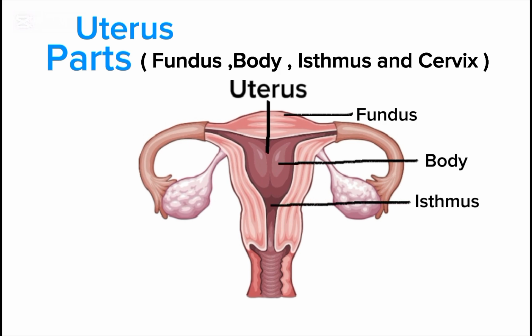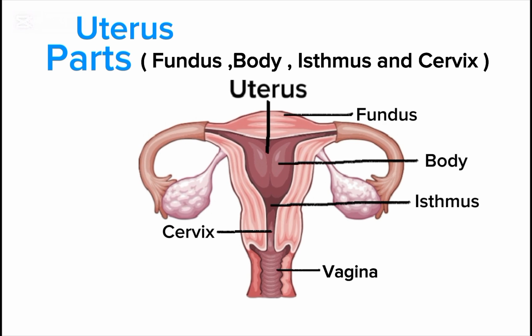Isthmus is the narrow, constricted section of the uterus of about 1 centimeter long. It forms the lower uterine segment during pregnancy. It is the common site of C-section incision. Cervix is the lowest cylindrical part of the uterus. It connects the uterus to the vagina.